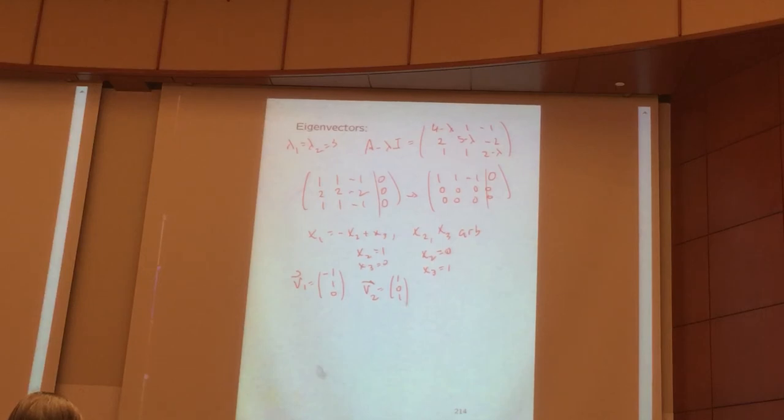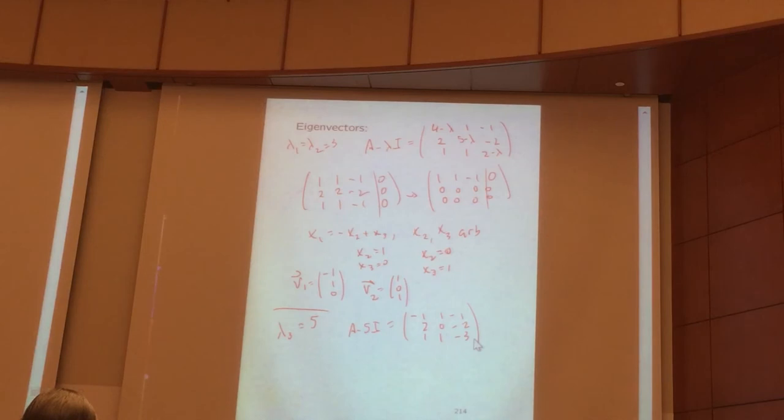Well, then, of course, I should take lambda 3 equal to 5. Okay, go through the routine again. I might as well do it. So, A minus 5I is minus 1, 1, minus 1, 2, 0, minus 2. I'm picking 5 up here. And 1, 1, and a 2 minus 5. Is that a minus 3? I think.